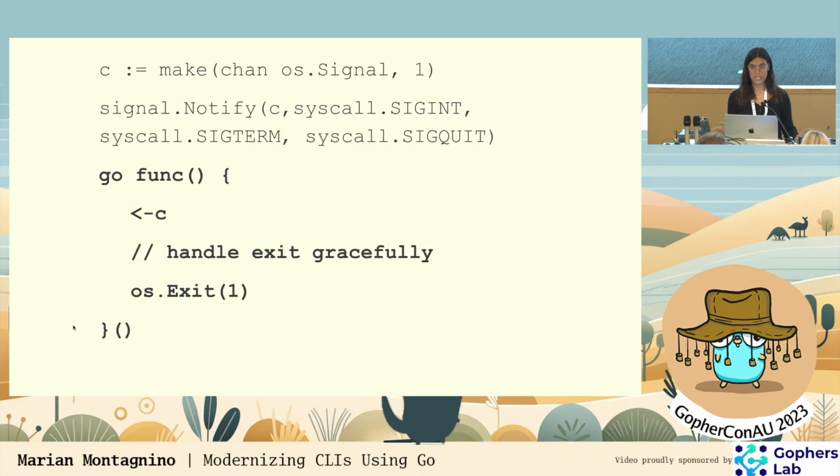And then finally, in this particular example, rather than blocking execution, we put the code to receive the signal from the channel within a go function. And once that signal is received, then we handle exiting gracefully, and then exit 1.